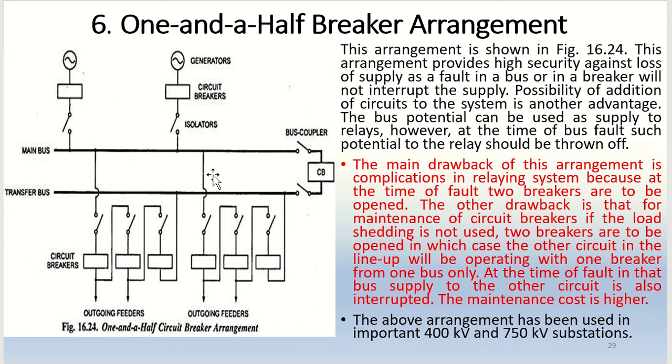The main drawback of this arrangement is complication in the relaying system, because at the time of fault two breakers are to be opened. The other drawback is that for maintenance of circuit breakers, if load shedding is not used, two breakers are to be opened, in which case the other circuit in the lineup will be operating with one breaker from one bus only. At the time of fault in that bus, supply to the other circuit is also interrupted. The maintenance cost is higher. The above arrangement has been used in important 400 kV and 750 kV substations.